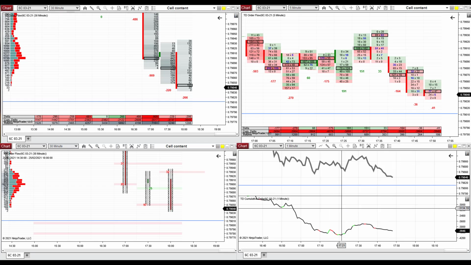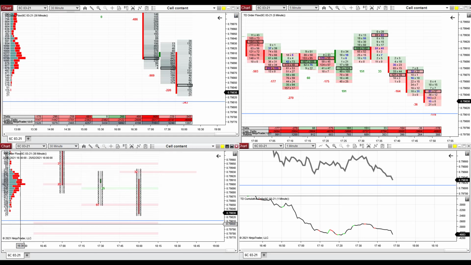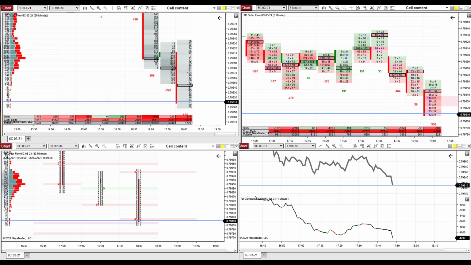Price is getting close to our support. Here we go, selling imbalances. Price is going downwards. Let's see what happens. We are at the level now. Not really any confirmation yet.